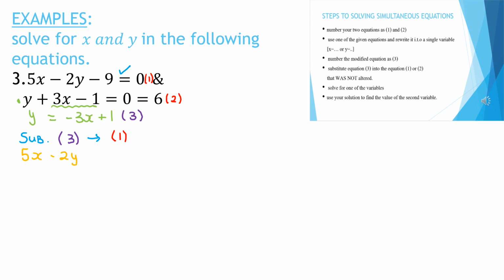2y minus 9 equal to 0, we now replace y with this value, this binomial on the right, and so this is now 5x minus 2, and we replace it with minus 3x plus 1, all that minus 9 equals 0. And now it's just a matter of solving this equation. Just keep in mind we need our variable on the left and we need our constant value on the right.